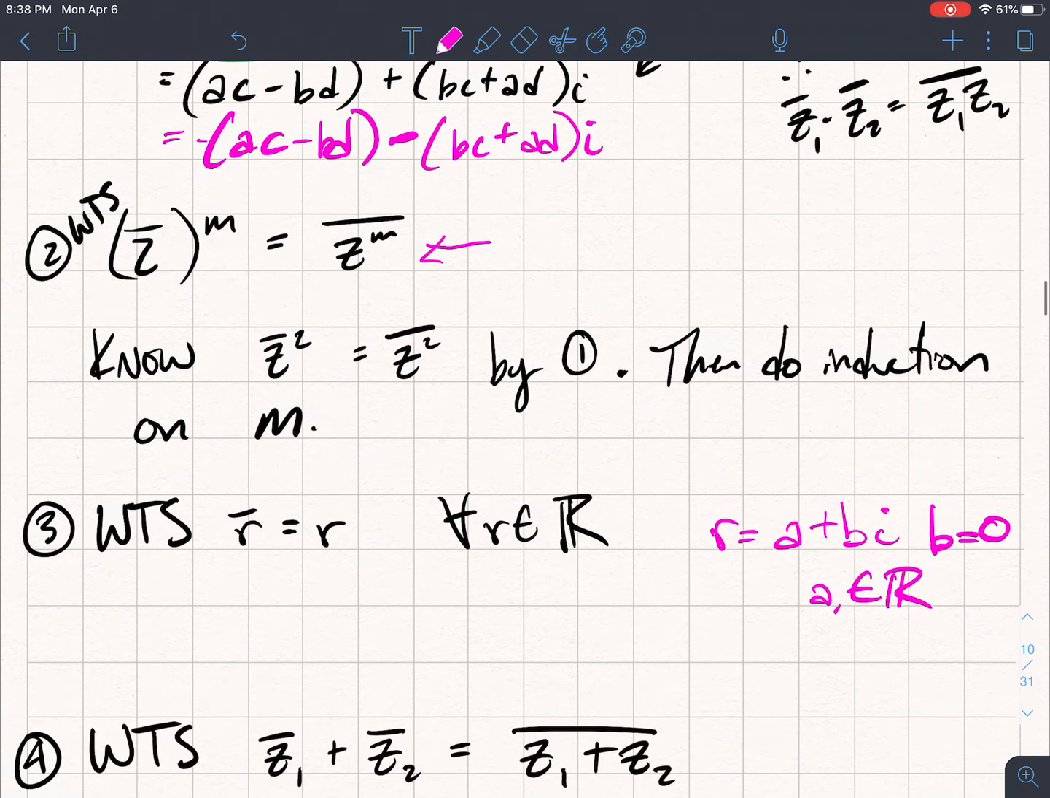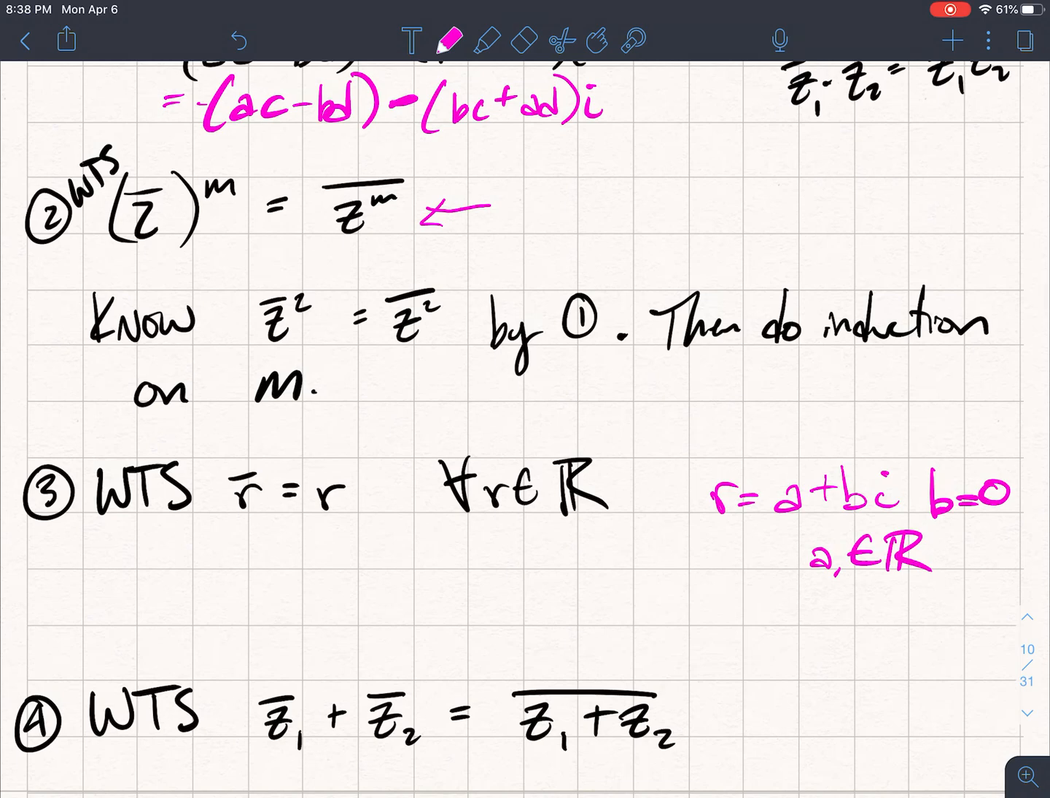Welcome back. Last lemma. We want to show that taking the conjugate of a complex number and adding it to the conjugate of a different complex number is the same thing as if I add them first and then do the conjugate. Same thing. Pause the video and try to work it out.